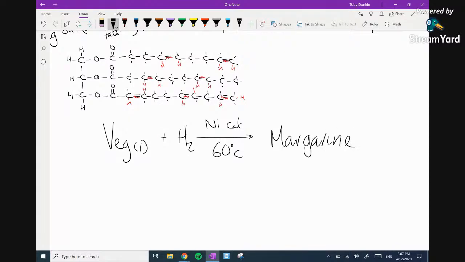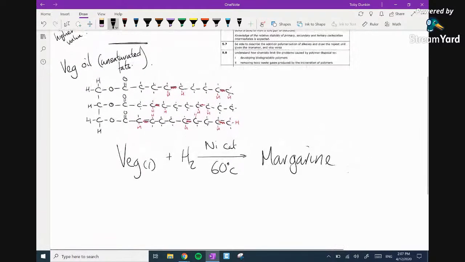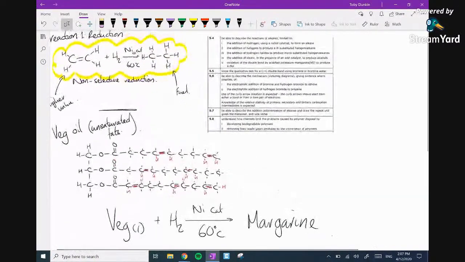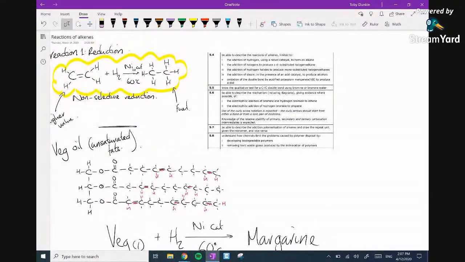Margarine. There we go. And it just causes it to solidify. It becomes a solid because as you add the hydrogens, the chains straighten out and they lock together better. So the increase in surface area increases your London dispersion forces, causing an increase in boiling point. So that's hydrogenation. You need to know nothing else about it.